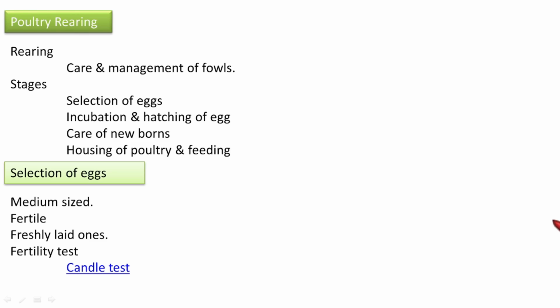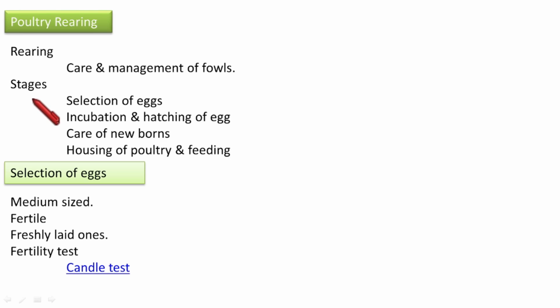Good morning, dear students. Today we are going to start our class with poultry rearing. What do you mean by rearing? Rearing means the care and management that we are giving to the fowls. It has so many stages.